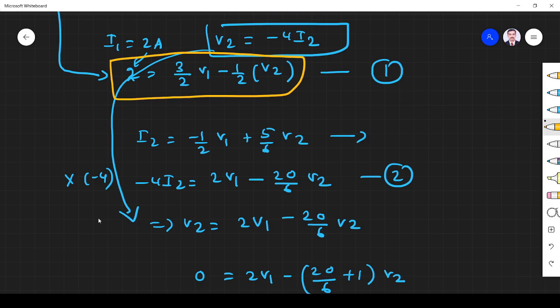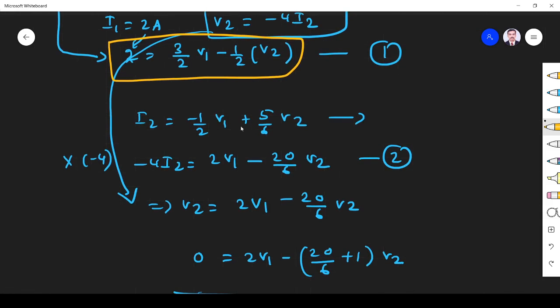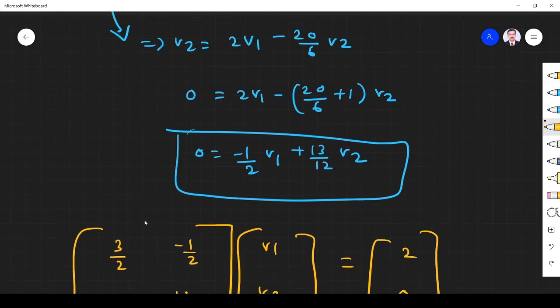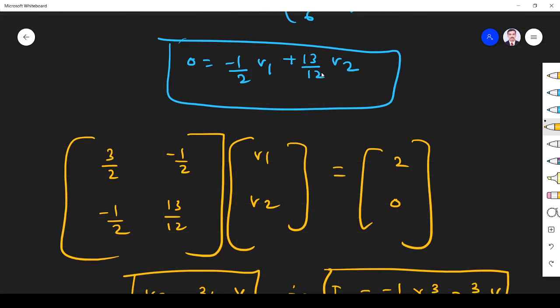Substitute the V1 and V2 values here, and we can get the answer. If you solve all the equations, you can get the answer like this, right?